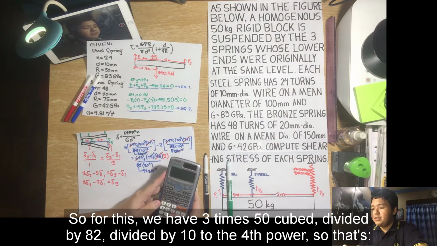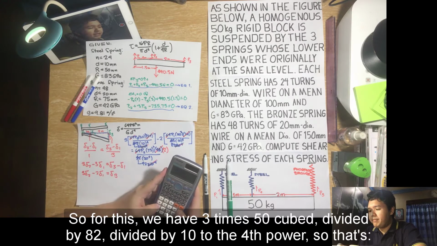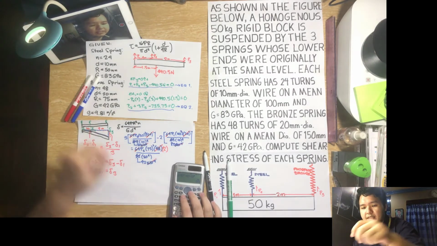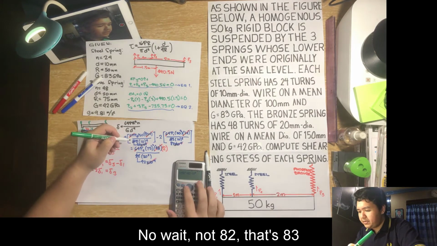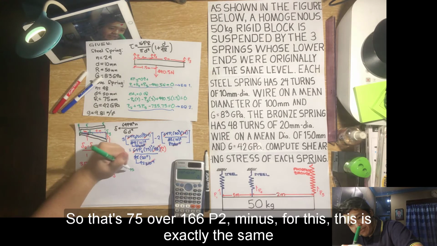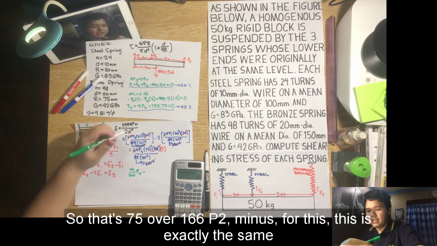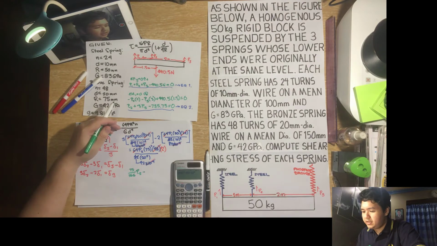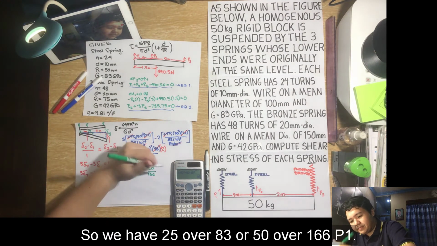For this, we have 3 times 50 cubed divided by 83 divided by 10 to the 4th power. Not 82, that's 83. So that's 75 over 166 P2 minus, and for this it is exactly the same, except this becomes 2. So we have 25 over 83, or 50 over 166 P1.